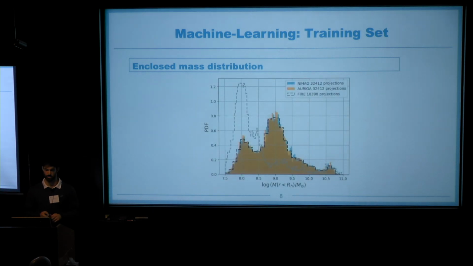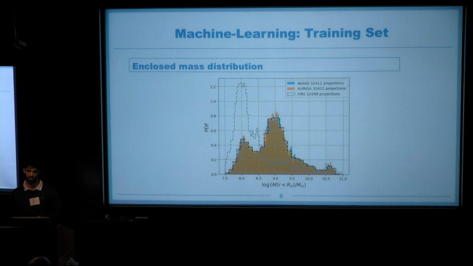Here you can see the distribution of the projections in this quantity, which is the mass enclosed within the projected half-light radius. You can see that for Nihao and Auriga, the distribution is the same one. This is because I forced it to be that way by removing additional galaxies, so that I have a balanced dataset for each mass bin. That way I will not introduce bias towards Nihao or Auriga galaxies. And you can also see the distribution for FIRE.